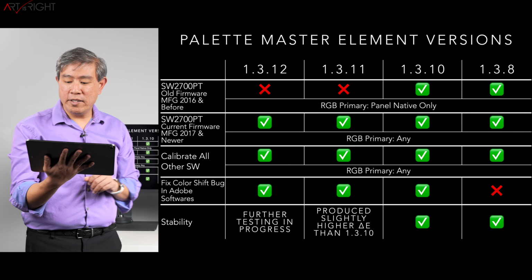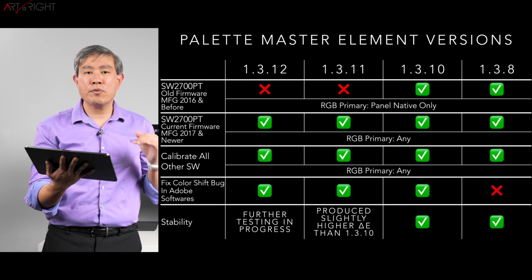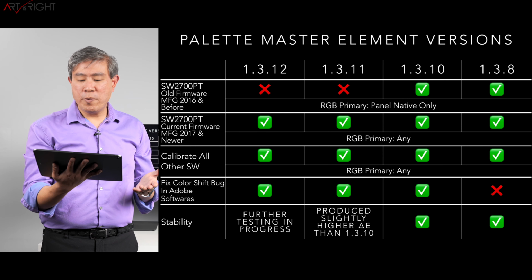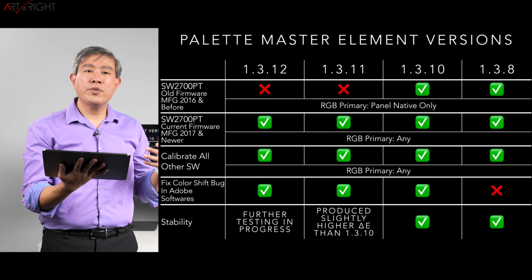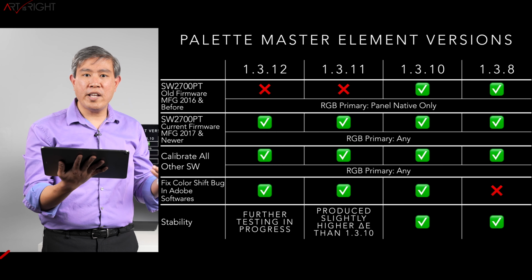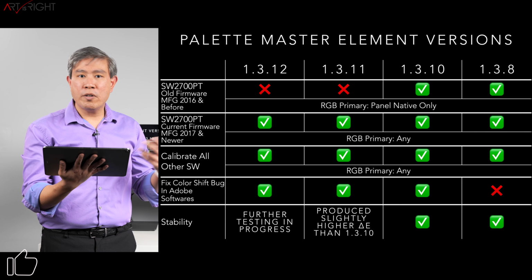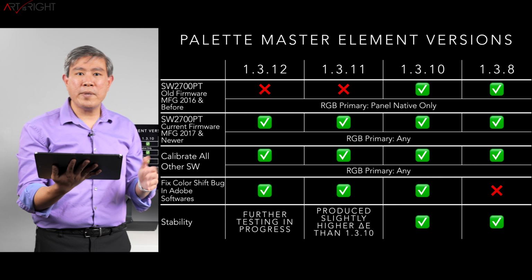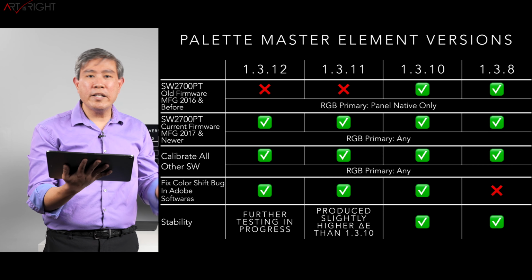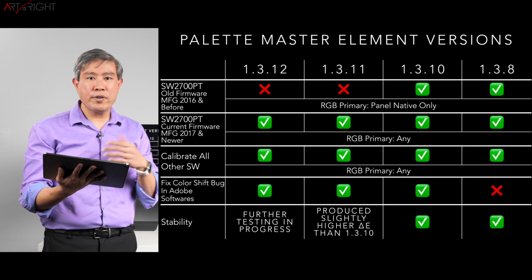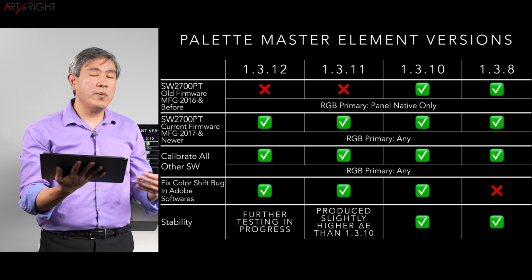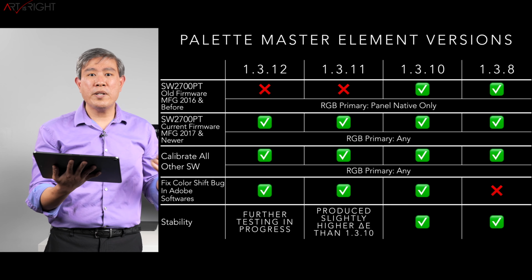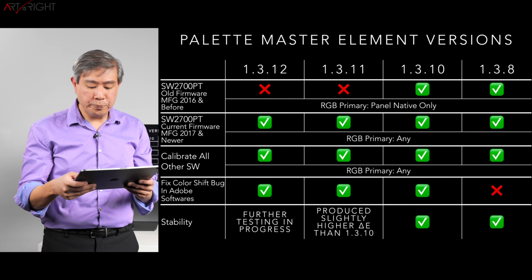And let's talk about stability a little bit. So I know 1.3.10 is a really good stable version, 1.3.8 also really stable. I mentioned this before, that 1.3.11 produced a slightly higher delta E on the same machine using the same calibrator than 1.3.10. And regarding 1.3.12, so far in my testing, it has been stable, but I put that down there as further testing in progress. So I'm going to continue to test this once I release this video. If you have any thoughts or anything like that, leave them in the comments so I can get more feedback from you as well.